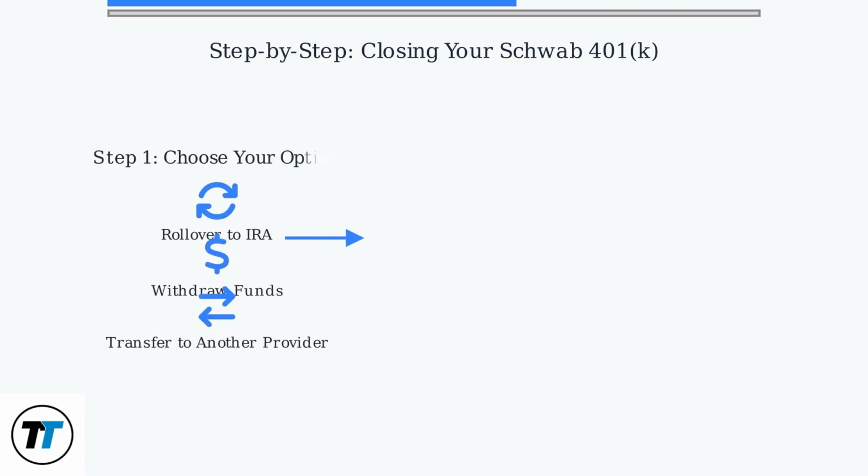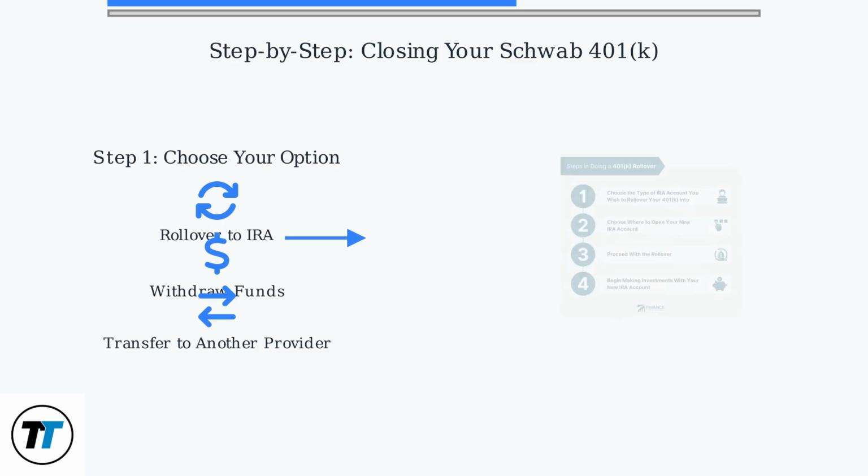Let's walk through the step-by-step process of closing your Charles Schwab 401k account. First, determine which option suits your needs. Roll over to an IRA to preserve tax-deferred growth, withdraw funds if you need cash immediately, or transfer to another provider for consolidation. Consider your employment status, tax situation, and financial goals. Rollovers are popular for long-term savings.